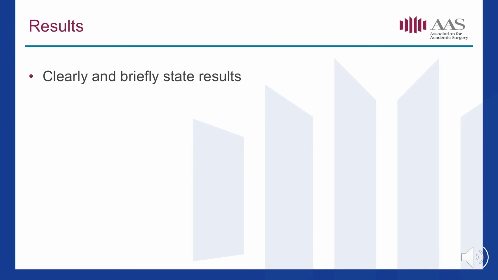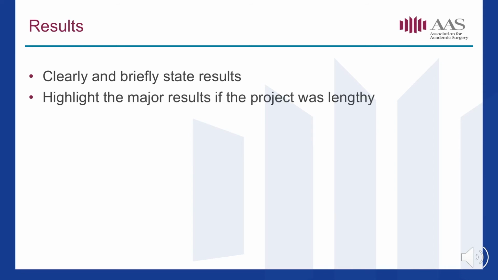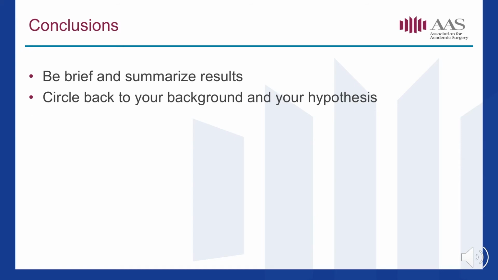As far as the results, clearly and briefly state what your results are. And you want to highlight the major results. Some of your studies will have many, many results, and clearly some of those results are going to be more important than others. If you find yourself with just too much to present, make sure you focus on the best results, the most important results, and you may leave some of your lesser results out. And again, make sure you state your p-values, because you want your reviewer to appreciate the significance of your work.